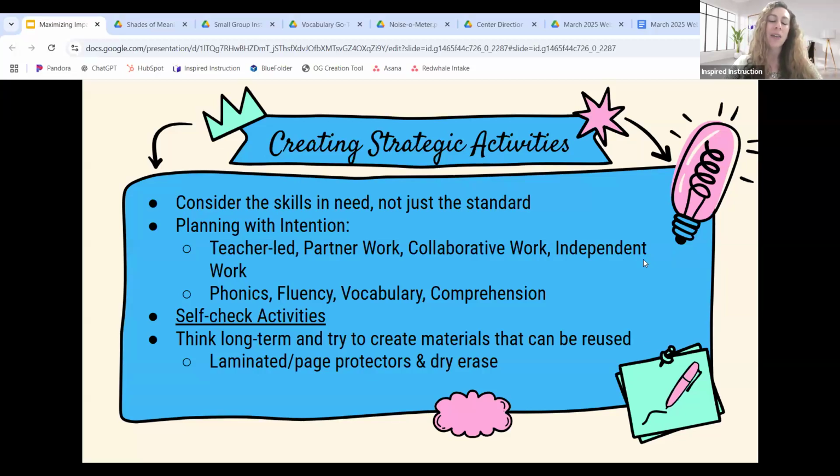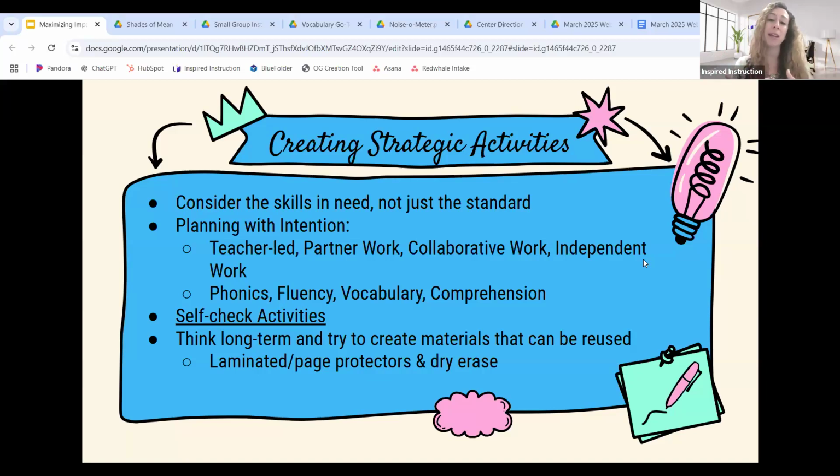All right. So there's many different ways that you can incorporate that piece of self-checking, but that's just one example. You can also think long term and try to create materials that can be reused. So anything that you can laminate and have students use dry erase markers, or put in page protectors and have students use dry erase markers. Those worksheets or activity sheets, or we can call them graphic organizers or templates that you might have students use, can be used time and time again without having to recopy. You just go right ahead and grab from a filing cabinet if you stored it away.